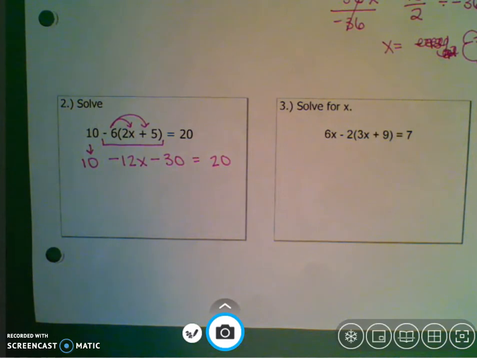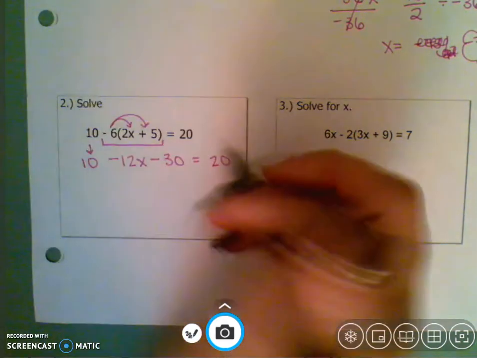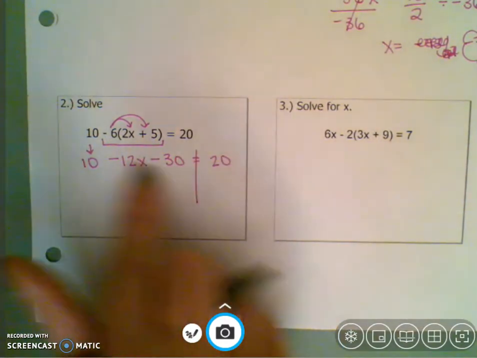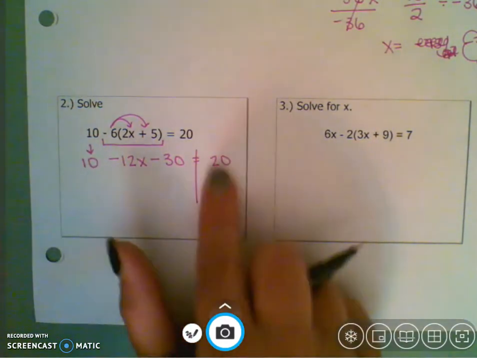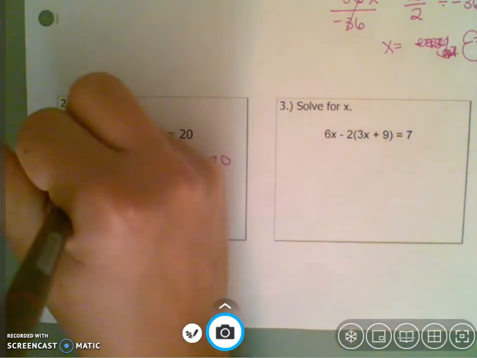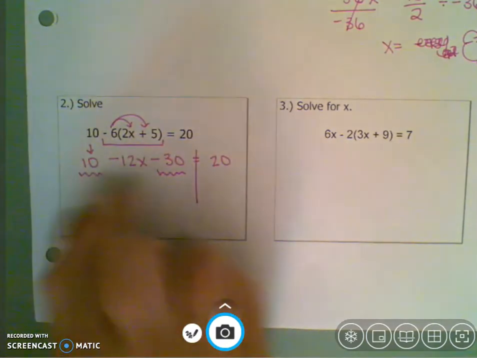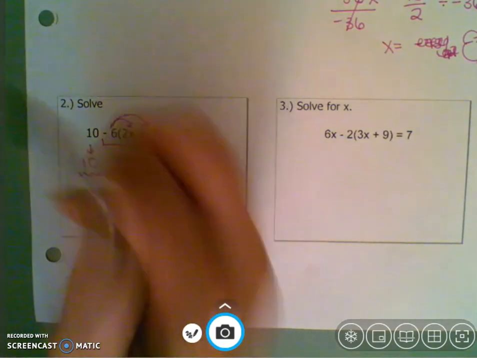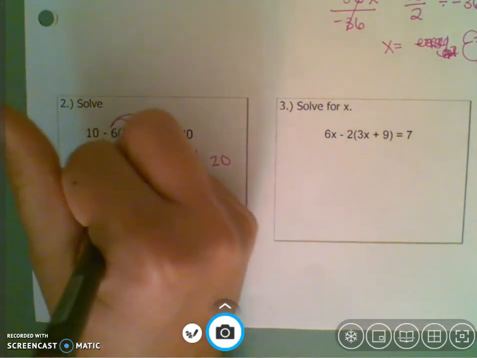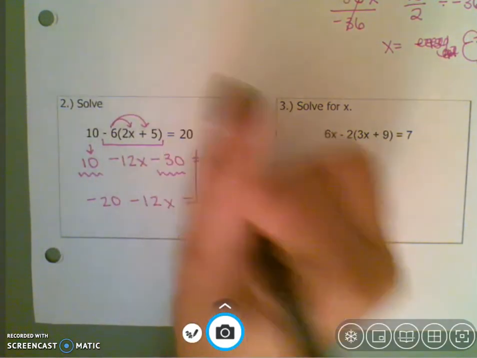After you distribute, you always check to see if you can combine like terms. Remember, you're only combining on that same side of the equal sign. Don't mess with the stuff on the other side. So I can combine 10 and -30. 10 minus 30 gives you -20 minus 12x equals 20.